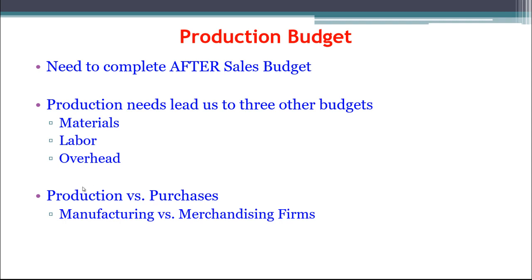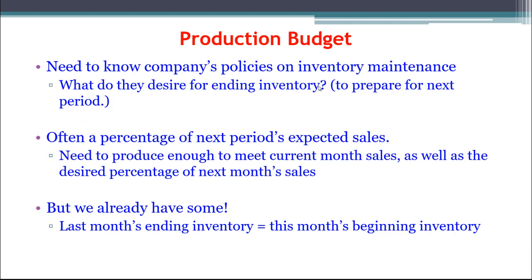We build products. But if we were just a merchandising firm that just buys and sells products, then we don't have these 3 budgets. We just have a purchases budget. So it's a little bit different. It's actually easier. So we need to know this company's policies on inventory maintenance.